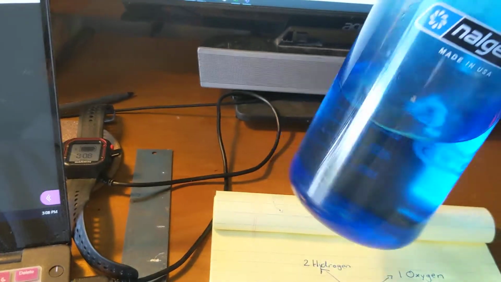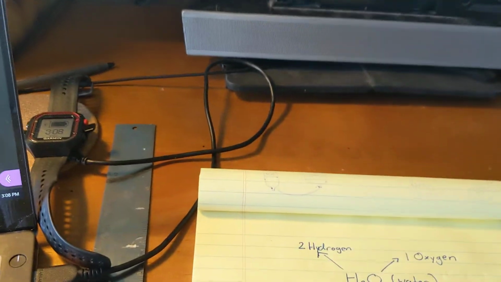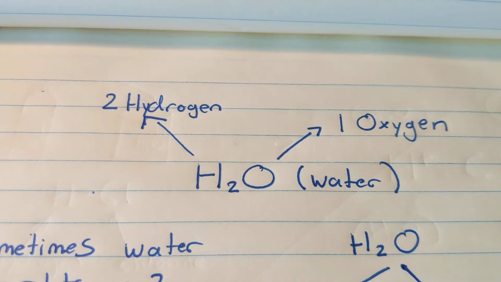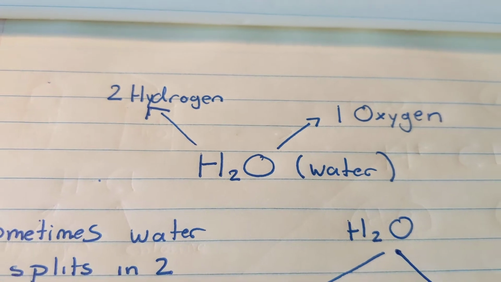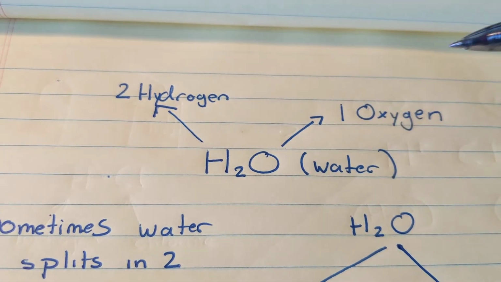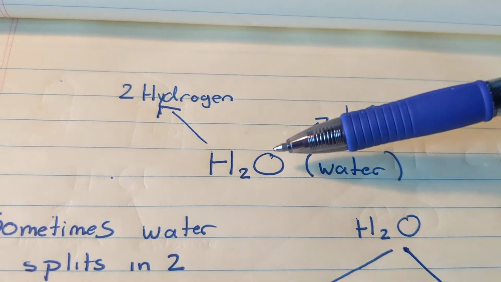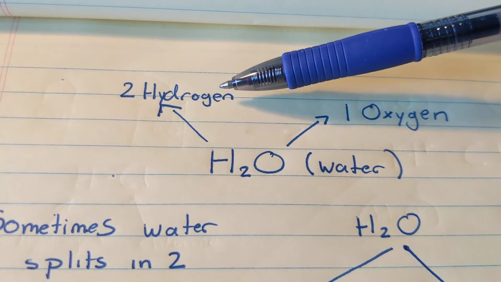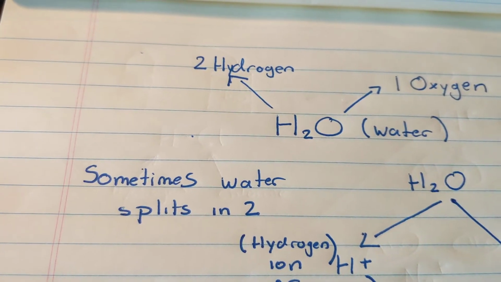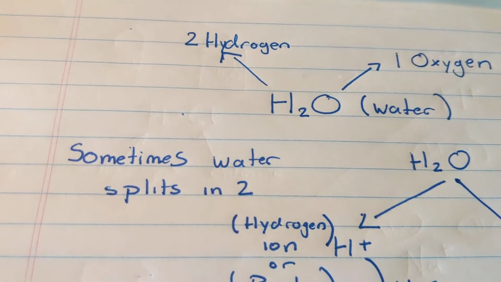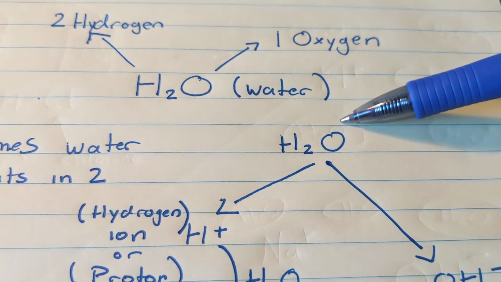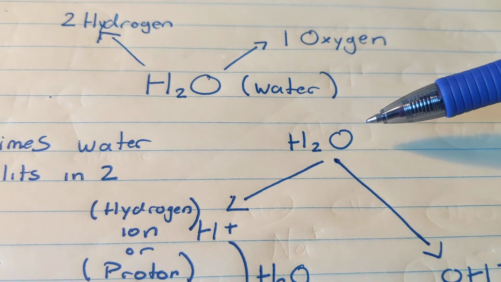So I got some water in this bottle here, and water probably has the most famous chemical formula in the world, H2O. And that chemical formula stands for 1 part oxygen and 2 parts hydrogen. All right. So something you need to know about water is that sometimes water splits up into 2 pieces. So sometimes H2O can split up into 2 pieces.